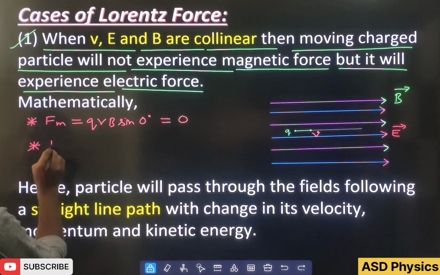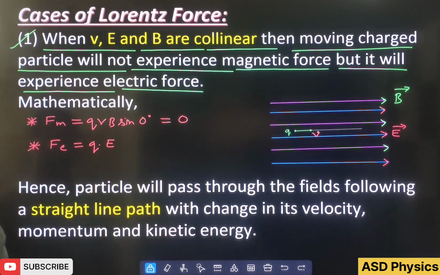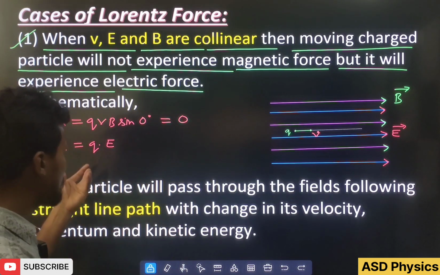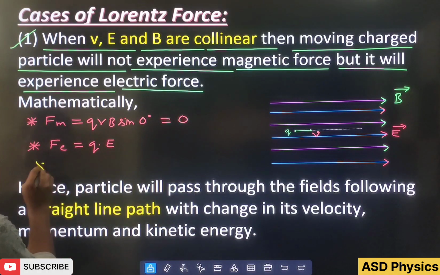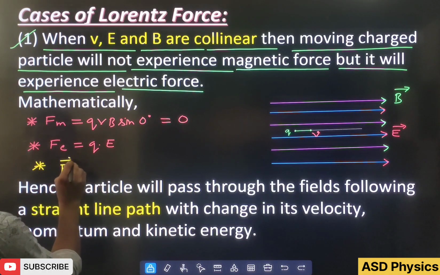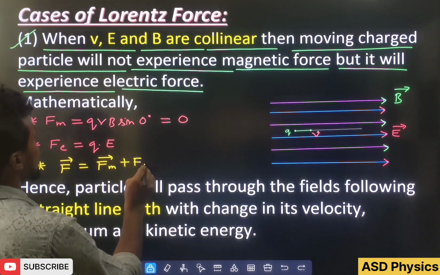After that, if I talk about the electrostatic force, what will come here? F is QE. This is only the magnitude I have written here. Even if I write it in terms of the vector form, this resultant force will be, as I have told you very well, Fm plus Fe.